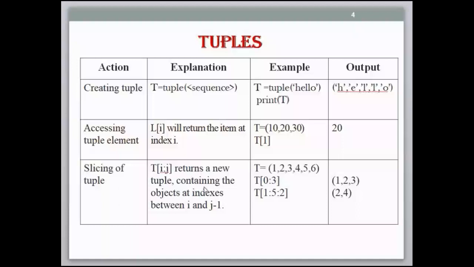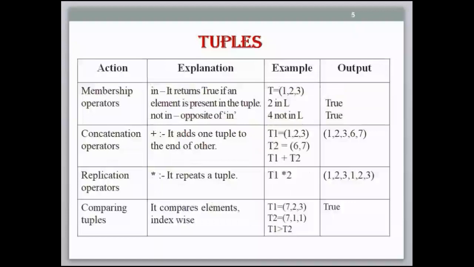Slicing of tuple. t[i:j] returns a new tuple containing the objects at indexes between i and j minus 1. t equals to 1, 2, 3, 4, 5, and if you want to print t[0:3], so it will bring you indexes 0, 1, 2, means 1, 2, 3. And if you want to print t[1:5:2], so this will print every second element starting from index 1 till index 4. So it will be 2, 4.